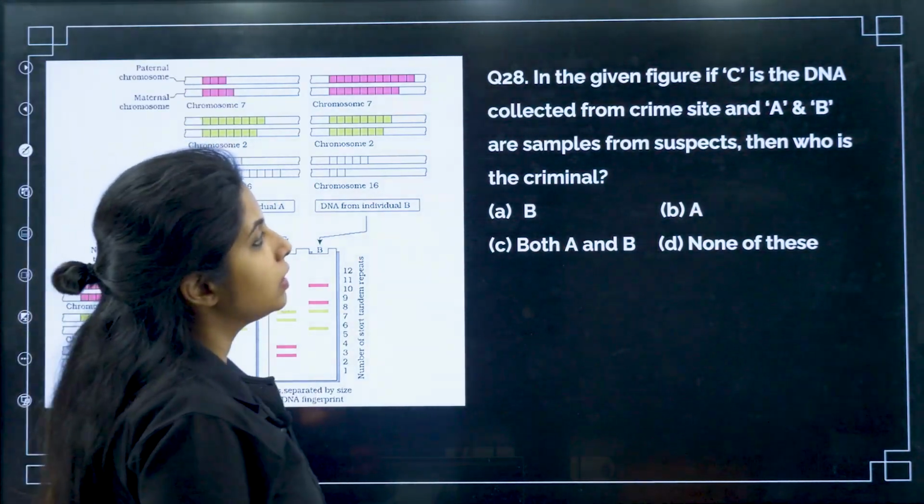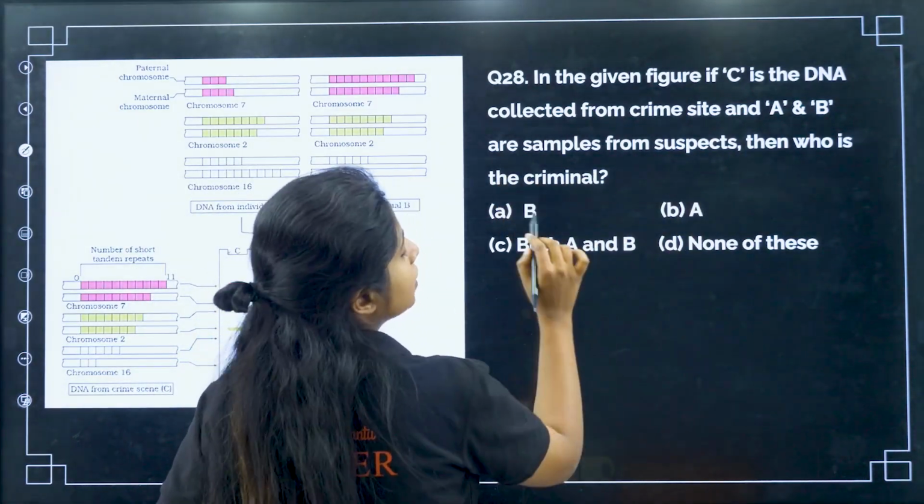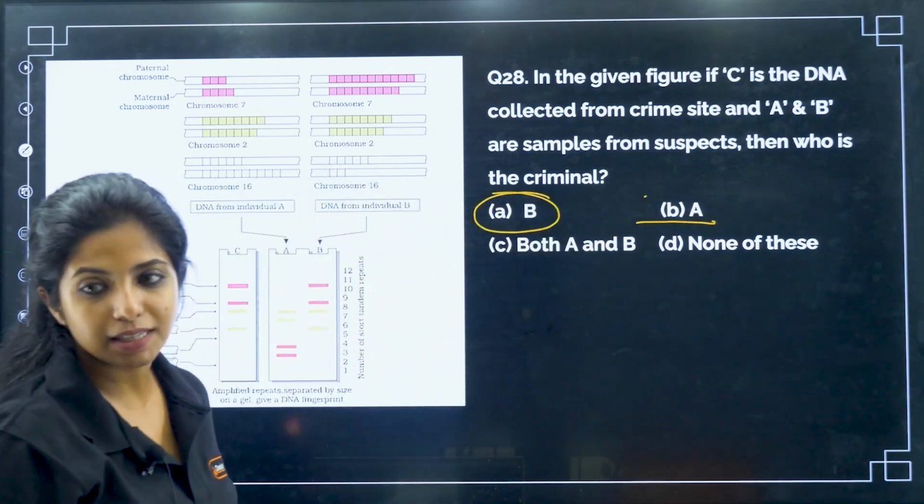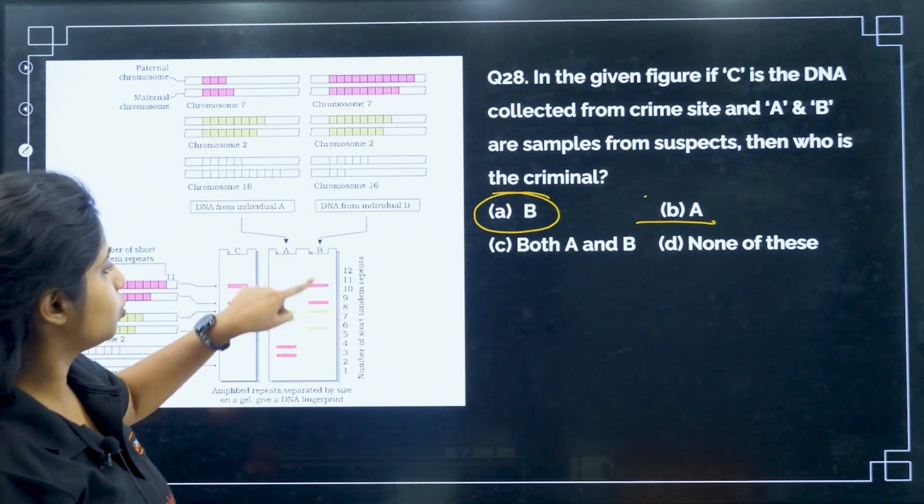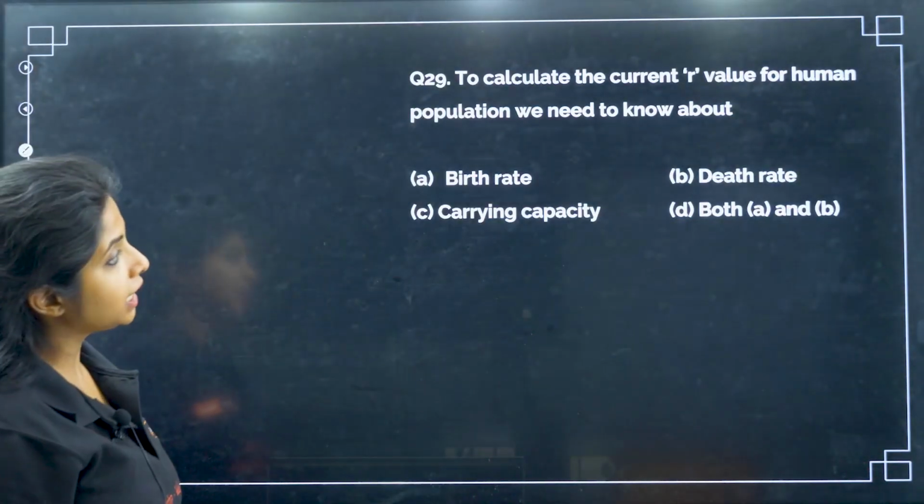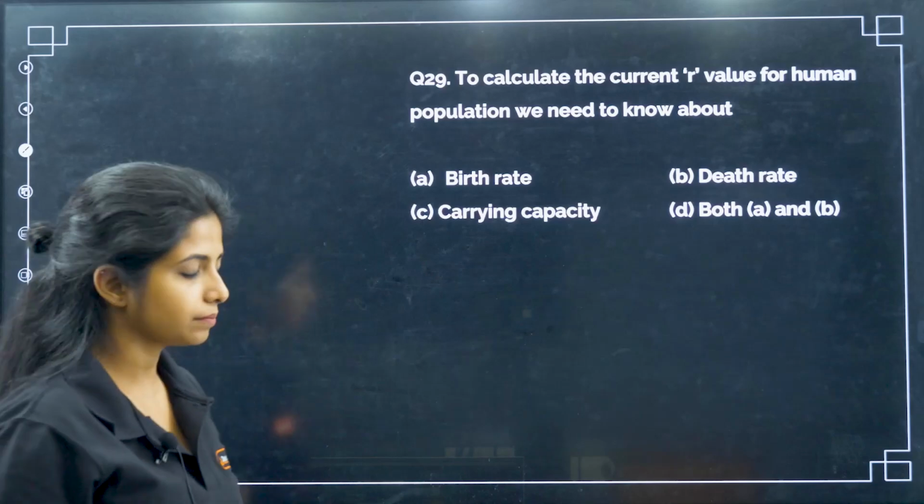Yes, so the given figure, if C is the DNA collected from crime site and A and B are the samples from the suspects, then who is the criminal? It is B. It is B. This one. Okay. Now, to calculate the current R value for a human population, we need to know about what?